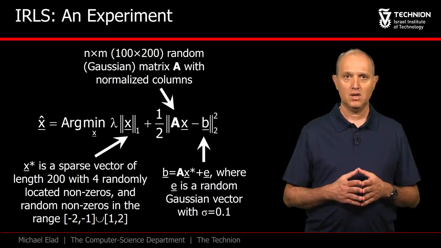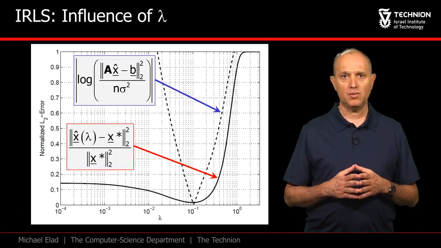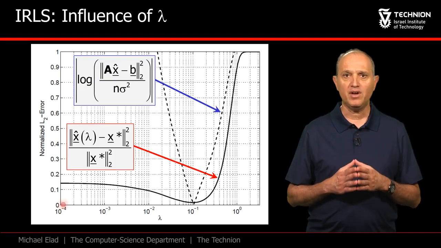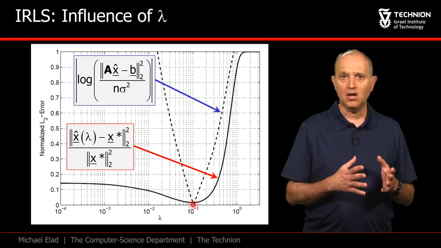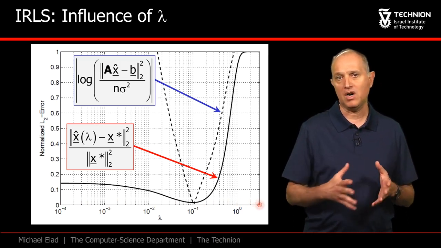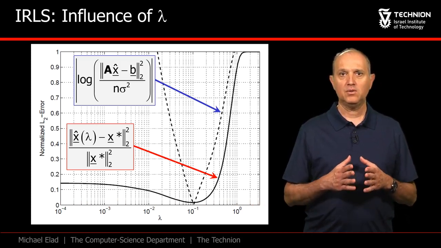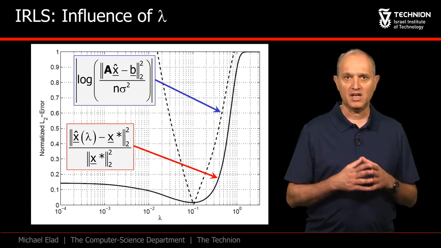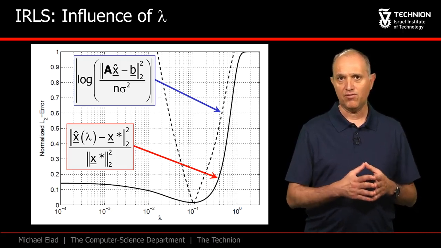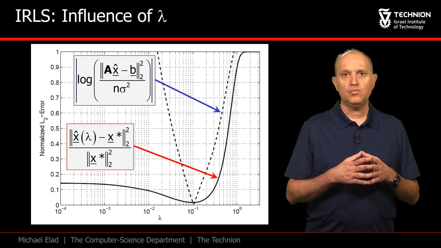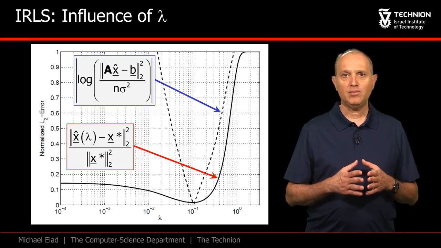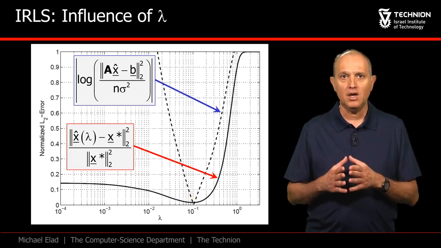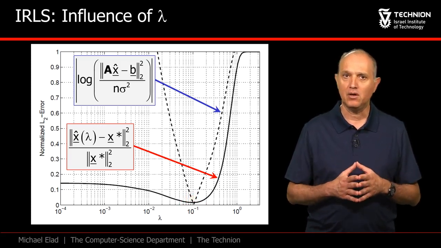We run the IRLS for this problem, and the first thing to notice is that we should run it for varying values of lambda, since it is unclear what is the best value for our needs. The continuous line graph presents the distance between the obtained solution and x star as a function of lambda. As you can see, for a value of lambda around 0.1, we get the best performance, where x star and the estimated x hat are very close.